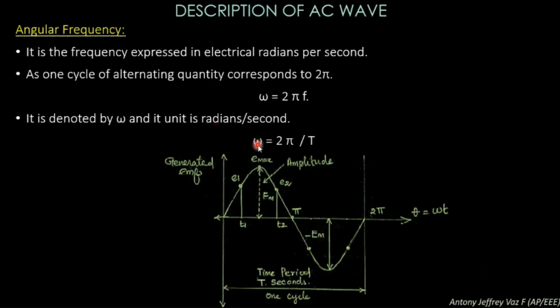We can also represent omega as omega is equal to 2 pi divided by T. How is this? If F is equal to 1 by T, then if you substitute F equal to 1 by T, you get 2 pi divided by T.